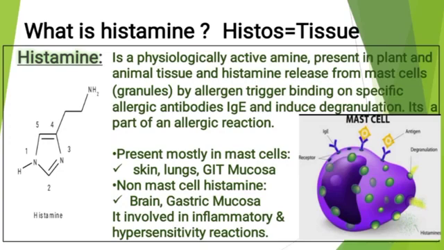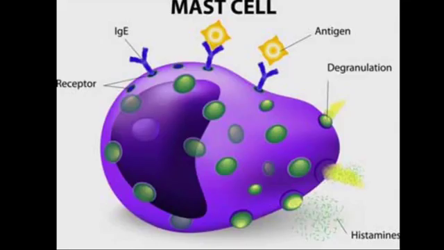Histamine is present mostly in mast cells, in skin, lungs, GIT, mucosa. In non-mast cells, histamine is present in the brain and gastric mucosa. It is involved in inflammatory and hypersensitivity reactions.